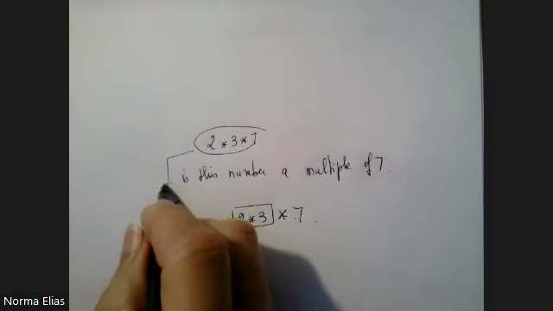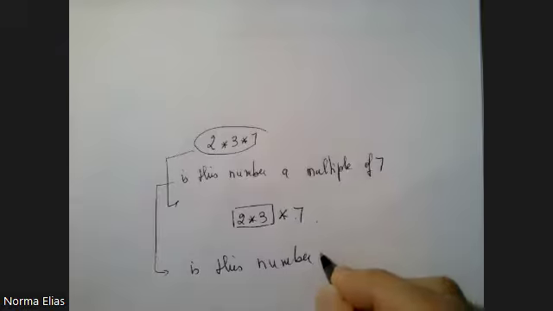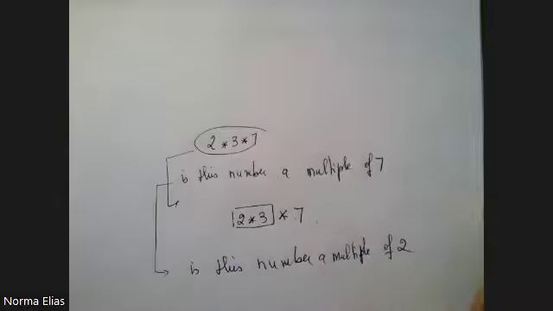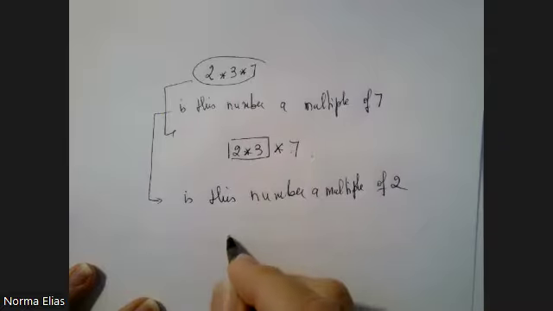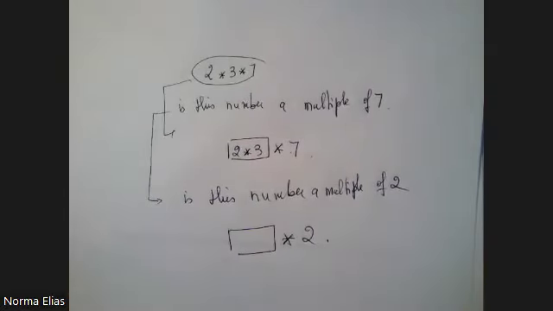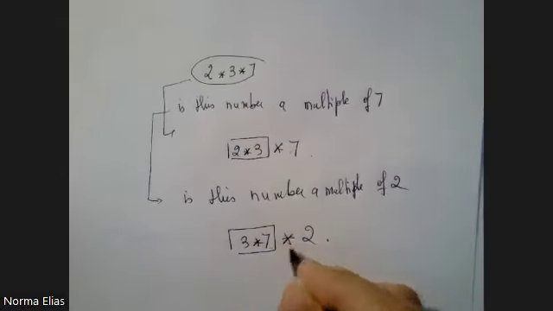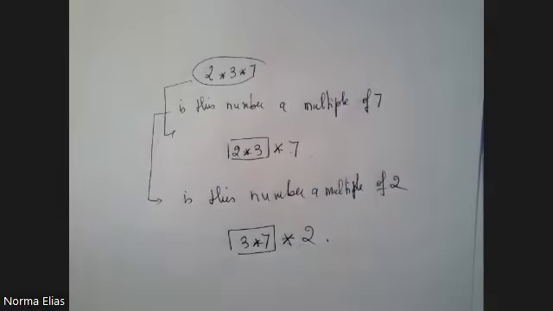Suppose I ask you the question, is this number a multiple of 2? Again, it means can I write it as something times 2? I'm talking about the same number, 2 times 3 times 7. Yes or no? Absolutely yes, because I can write it as 3 times 7 times 2. So that's the idea of the least common multiple. Now I will go through the question you guys asked and we will proceed.